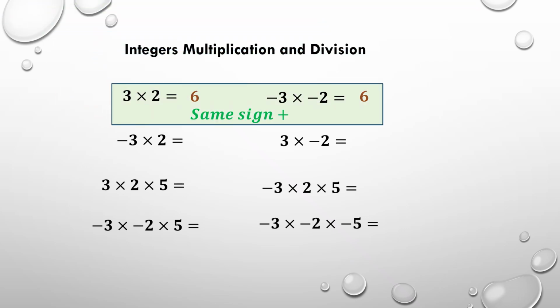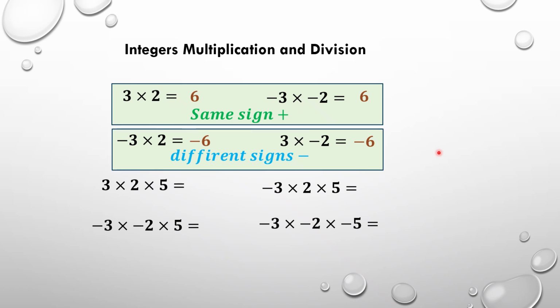Now let's look at the next one. Negative 3 times 2. It's negative 6. 3 times negative 2. It's negative 6. So from these two, we'll make another rule. If it's different signs, if one is negative, like negative 3, and the other one is positive, like 2, or 3 times negative 2, different signs, it's a negative answer. That's it. It's easy.